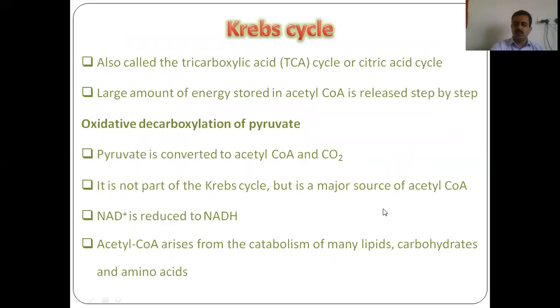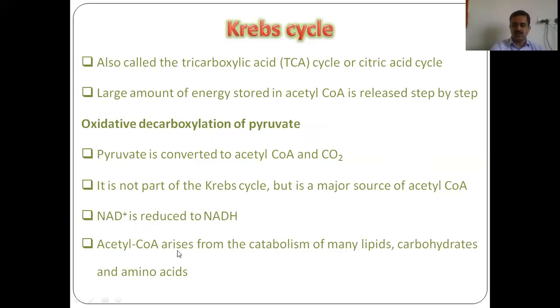Now, once the glucose molecule is degraded, where does it go? It goes into the Krebs cycle, also called the TCA cycle or the citric acid cycle. A large amount of energy stored in acetyl coenzyme A is released step by step. This is the oxidative decarboxylation of pyruvate. Pyruvate is converted to acetyl coenzyme A and CO2 molecules are liberated. It's not a part of the Krebs cycle, but it generates the majority of acetyl CoA. NAD gets reduced to NADH.